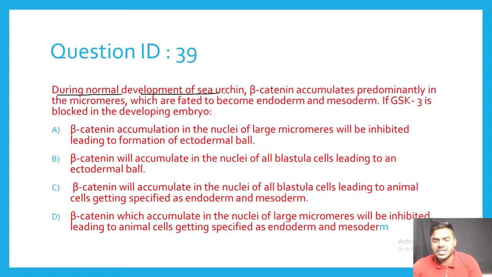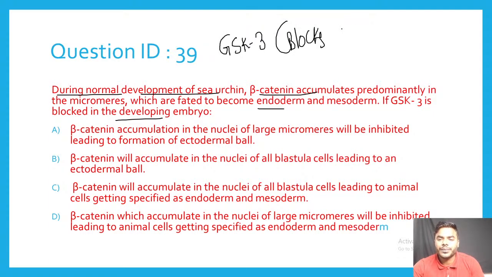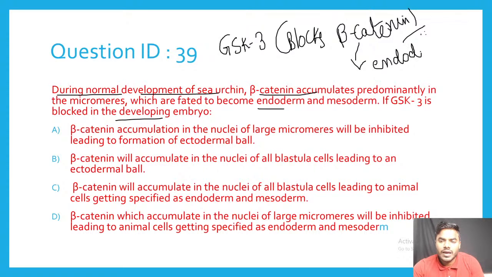During normal development of the sea urchin, beta catenin accumulates predominantly in the micromeres, which are fated to become endoderm, as well as the mesoderm if GSK3 is blocked in the developing embryo. First of all, what is the function of GSK3? We all know that. GSK3 is the one which blocks beta catenin, keep it in your mind. Correct, friends? We all know it very well. And friends, what is the function of beta catenin? Beta catenin is basically involved in the formation of the endoderm as well as the mesoderm in almost all the blastula cells.